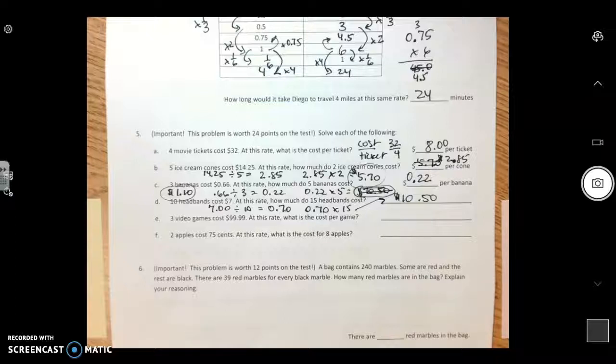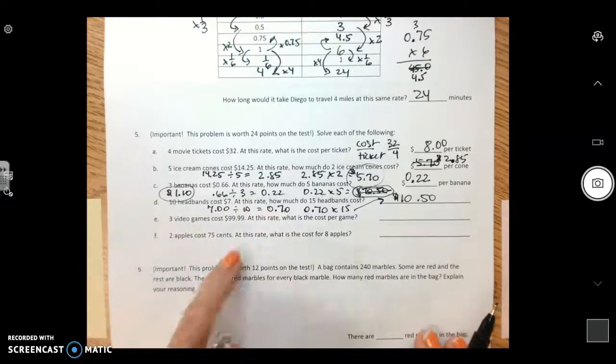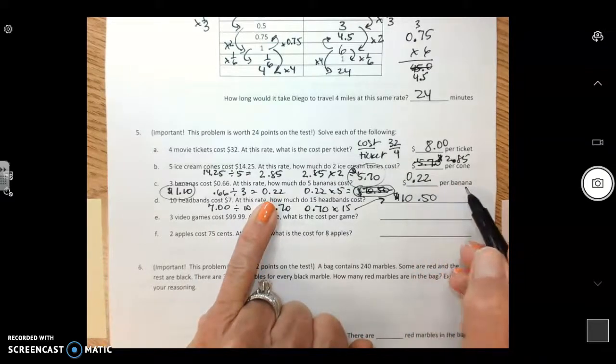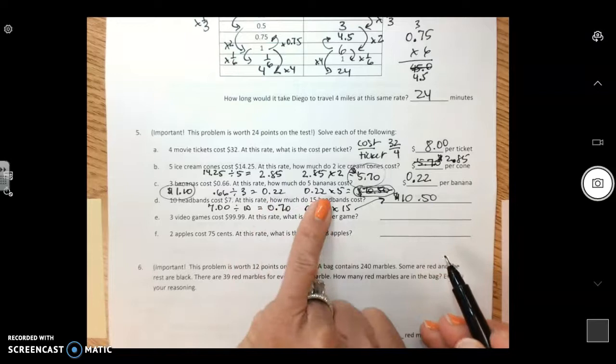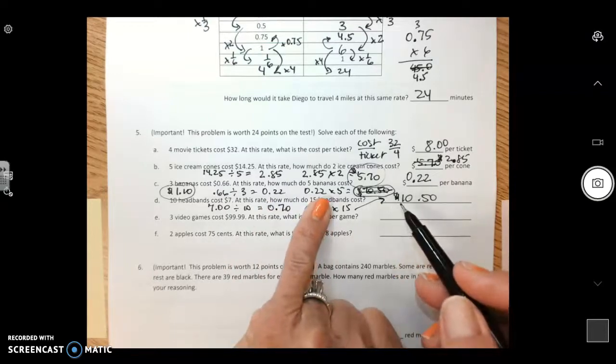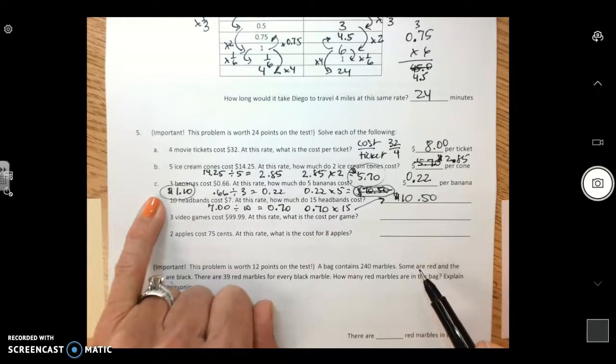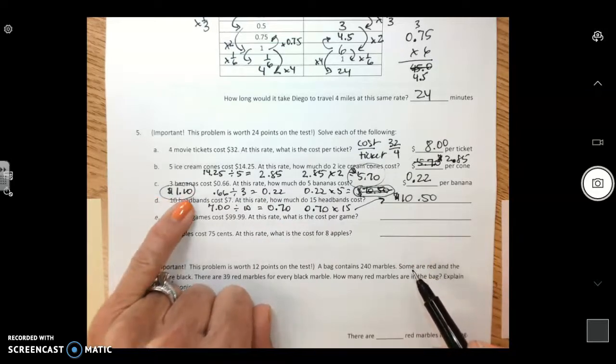All right, we finished off. The last problem we did was the bananas, and I messed that problem up because we actually divided by 3 to get 22 cents per banana. But then I multiplied, and I got the wrong answer because I looked at my wrong answer key. When we multiplied 5 bananas at 22 cents per banana, we got $1.10.